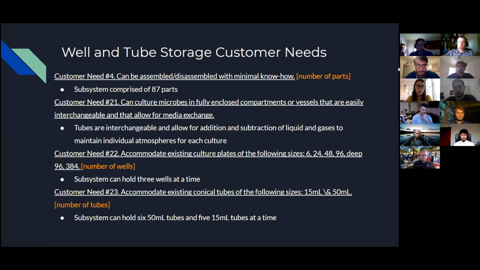The tubes are interchangeable and allow for the addition and subtraction of liquid and gases to maintain individual atmospheres for each culture via the rubber seals, as per customer need 21. The incubator can also hold 3 well plates, 6 50 milliliter tubes, and 5 15 milliliter tubes at a given time to accommodate customer needs 22 and 23.